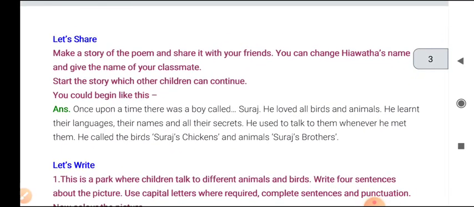Next, let's share. Make a story of the poem and share it with your friends. You can change Hiawatha's name and give the name of your classmate. Start the story which other children can continue. You could begin like this. Once upon a time, there was a boy called Suresh. He loved all birds and animals. He learned their languages, their names, and all their secrets. He used to talk to them whenever he met them. He called the birds Suresh's chickens and animals Suresh's brothers.